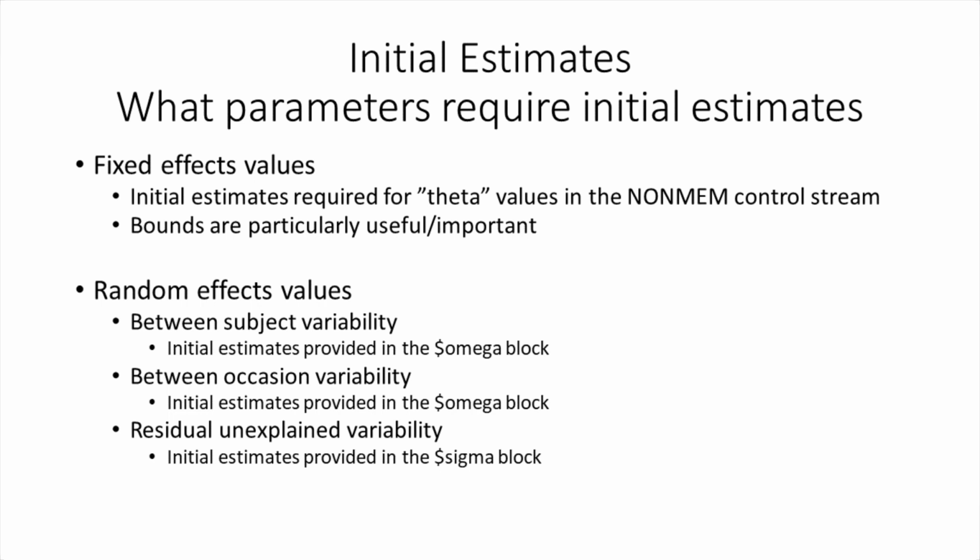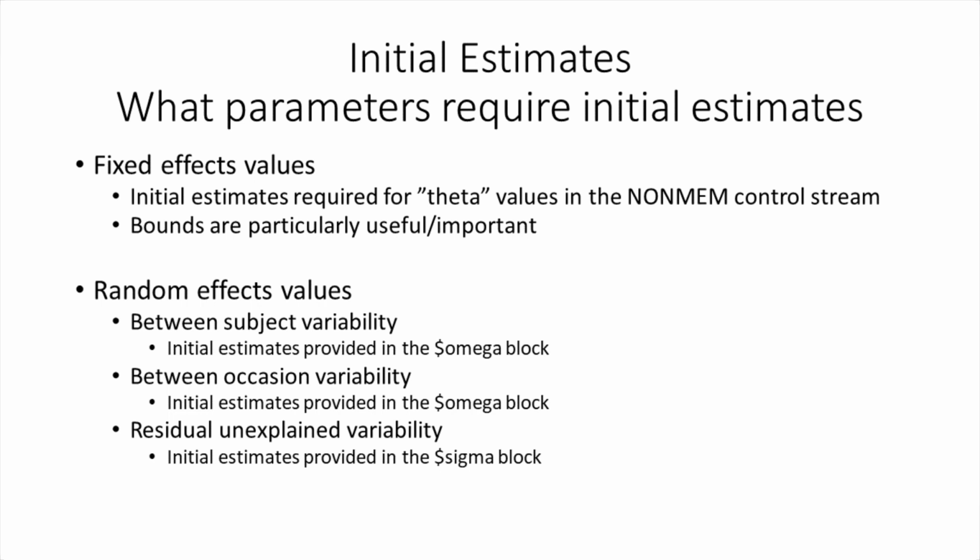One also must provide initial estimates for the random effects values. So for the between subject variability and between occasion variability that you might pose in a population pharmacokinetic model, these initial estimates are provided in the $OMEGA block, and it provides the initial search value representing how variable that parameter is between individuals or between occasions, depending on which one it is, BSV or BOV, in the population. And then the residual unexplained variability.